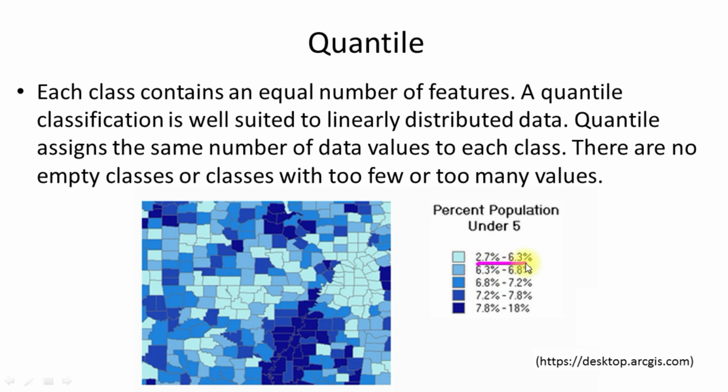So for instance, here the first class is from 2.7 to 6.3, so the range is 3.6 percent, while the second class is from 6.3 to 6.8, and only 0.5 range, right? But the number of data values within each class is the same.